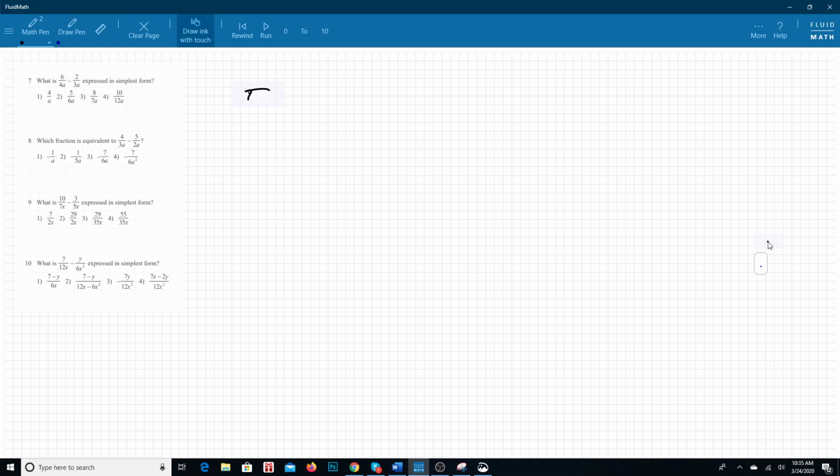So, as we discussed yesterday, when we're looking at rational expressions, we need to make sure that we have the same denominators. In the case of question 7, again, this sheet was also assigned through Google Classroom. In the case of question 7, you have 6 over 4a minus 2 over 3a.